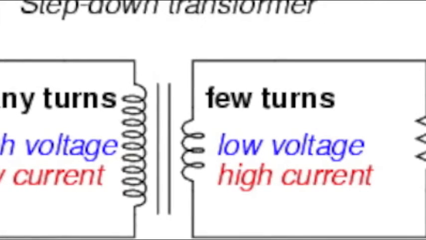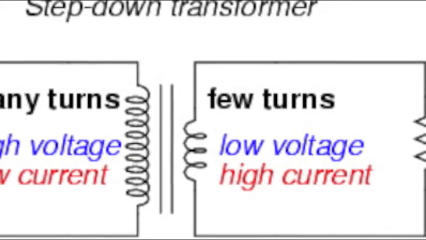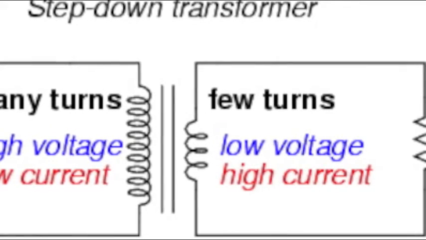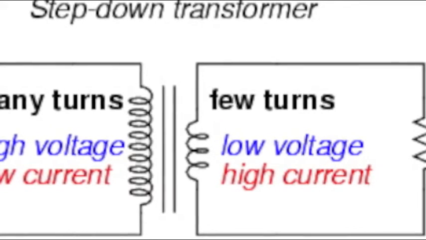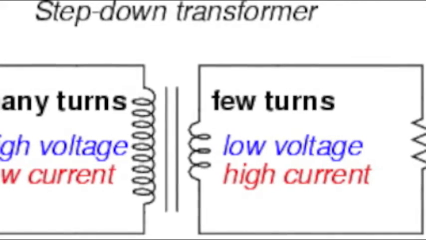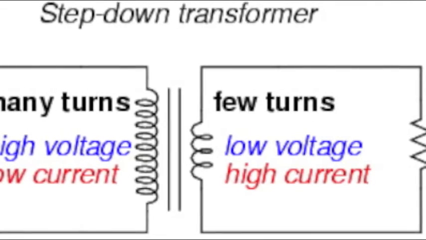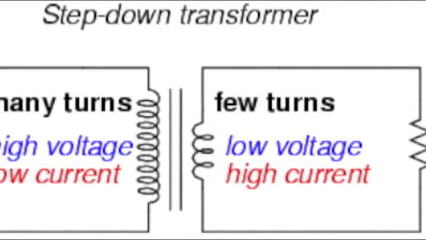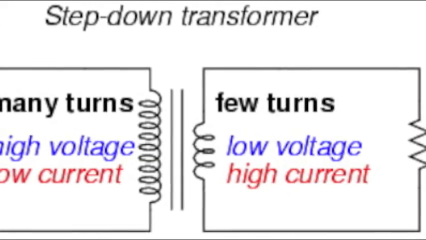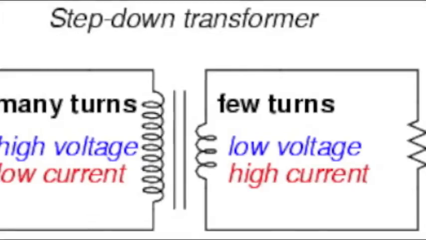The number of turns in the wire is directly proportional to the voltage induced. The more turns in the wire, the more voltage there will be. The fewer turns, the less voltage there will be. If the secondary has more turns than the primary, it will produce more voltage than the primary and the voltage is said to be stepped up. If the secondary has fewer turns than the primary, it will produce less voltage than the primary and the voltage is said to be stepped down.